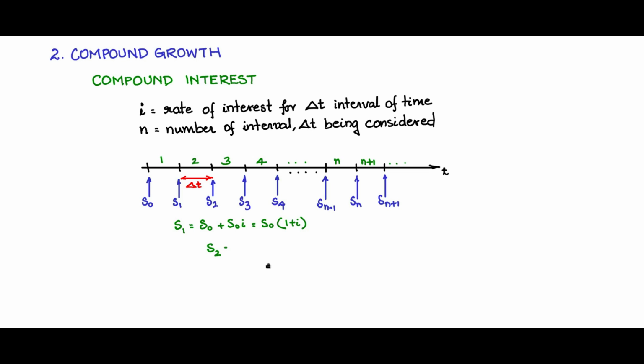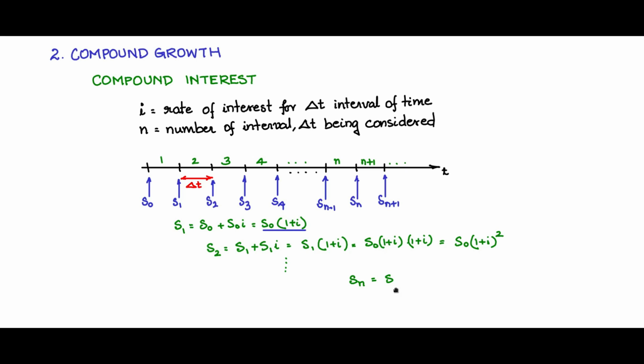Now S2 is S1 plus S1 into I, one step application. So for S2, S1 is the previous sum. So if you do one step application, S1 plus S1 into I, which is S1 into 1 plus I, and S1 actually we know is S naught into 1 plus I, and therefore substituting you will have S naught into 1 plus I into 1 plus I, so it is S naught into 1 plus I whole square.